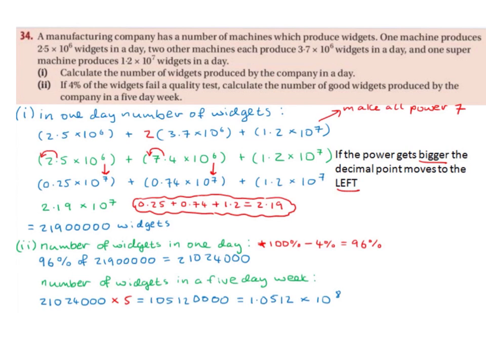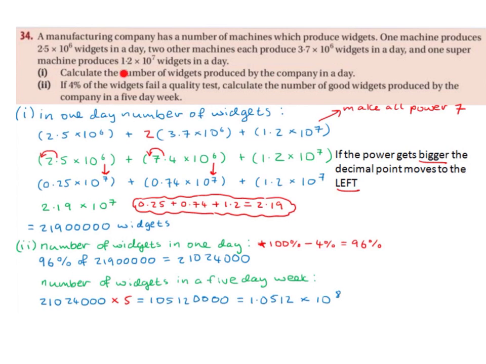Now I'm going to take out the highest common factor, which is the 10 to the power 7, and I'm just going to add the numbers that are left over. So I've got 0.25 plus 0.74 plus 1.2, which is going to give me 2.19. So I bring the 2.19 down here, and that's times 10 to the power 7.